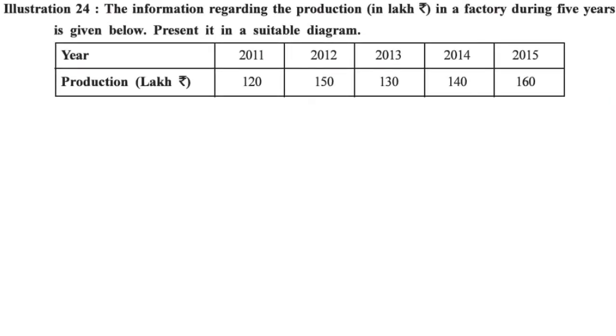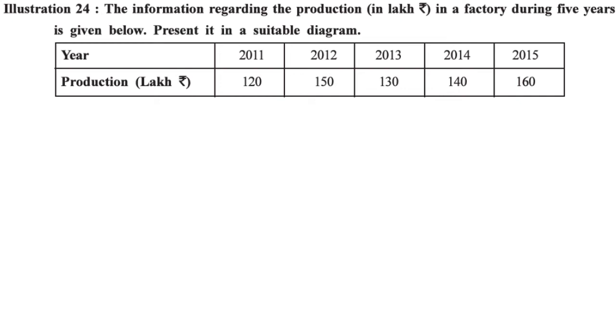Illustration 24. The information regarding production in lakh rupees in a factory during 5 years is given below. Present it in a suitable diagram. Years are already in ascending order because time is given, we can't make any change to the data. Years 11, 12, 13, 14, 15, production is 120, 150, 130, 140, 160.